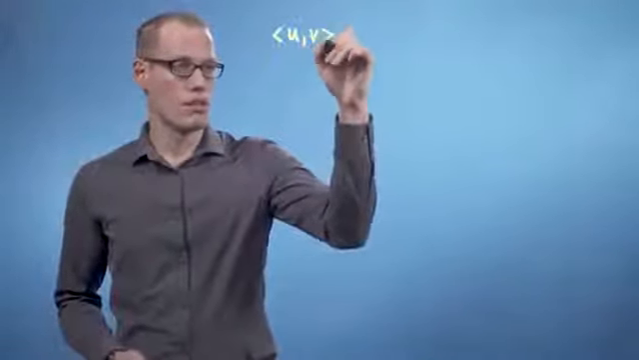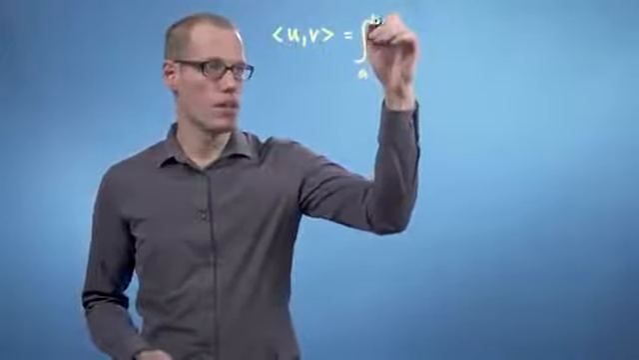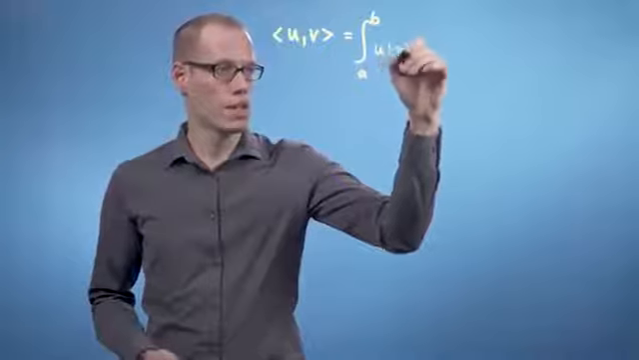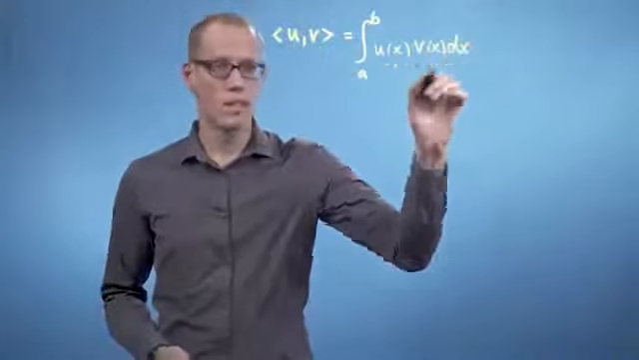The concept of an inner product can be generalized to continuous valued functions as well. And then the sum over individual components of vectors turns into an integral. Then the inner product between two functions is defined as follows. We can write that the inner product between two functions u and v is the integral over an interval from a to b of u(x) times v(x) dx.